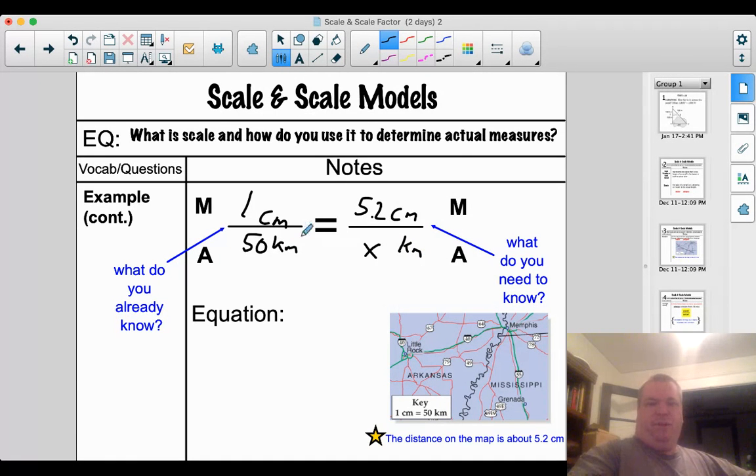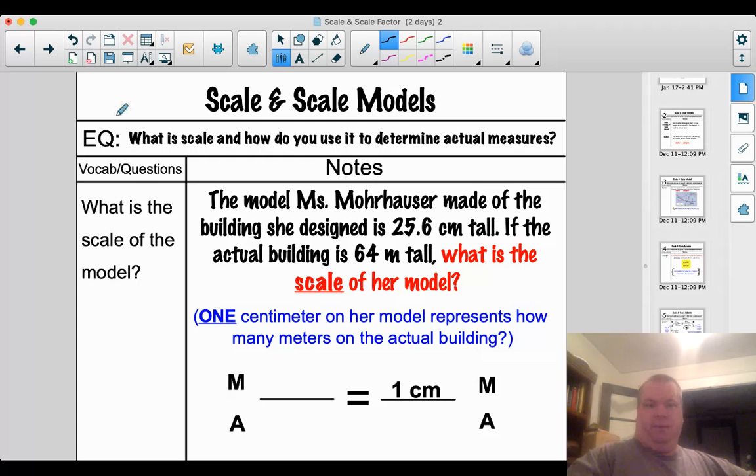All right, so if I solve this, I can do cross multiplying. x times 1 is just x. That's easy. Equals 50 times 5.2. So if you multiply that, you'll get 260. So if they are 5.2 centimeters apart on the map, that means they're 260 kilometers apart in real life. All right, let's look at another one.